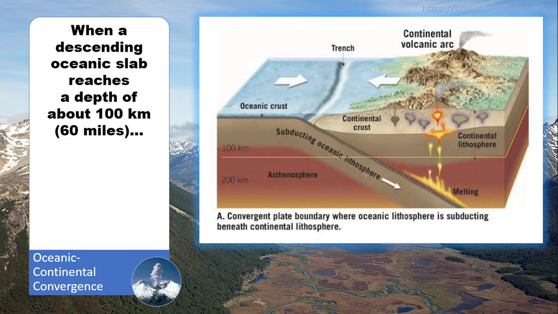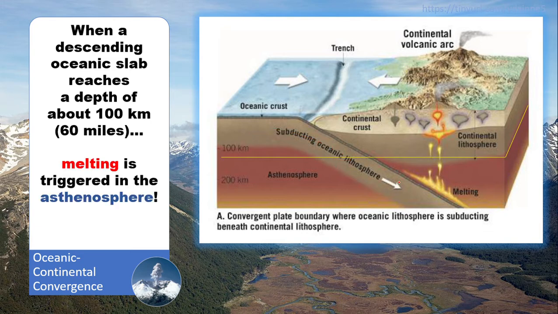And then things get really strange. As this subducting oceanic lithosphere starts to dive down back toward the mantle, when it hits about 100 kilometers down, or about 60 miles, roughly where I've labeled with this yellow line on here, something strange starts to happen. There starts to get to be melting.